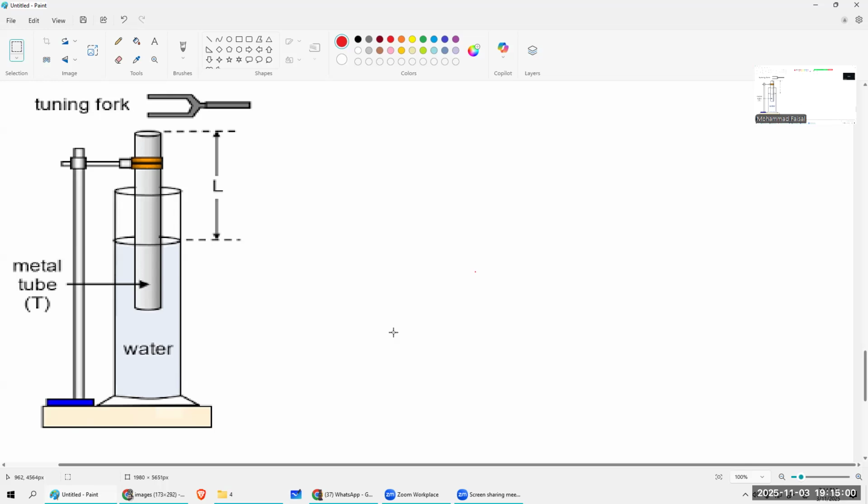the way this experiment works is by a lot of trial and error. You have to hit the tuning fork, hold it on top of this metal tube, and gradually increase the length of the air column from a very minimum to a much higher value. Initially you have to start this metal tube pretty close to the water surface, so that your air column is the smallest. Yes, initially you keep it pretty submerged.